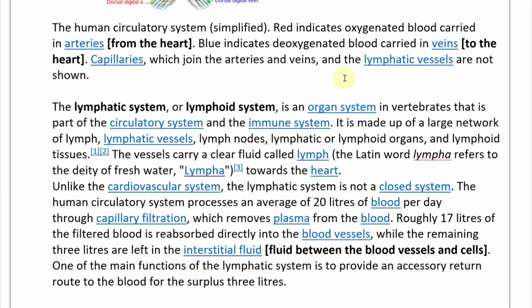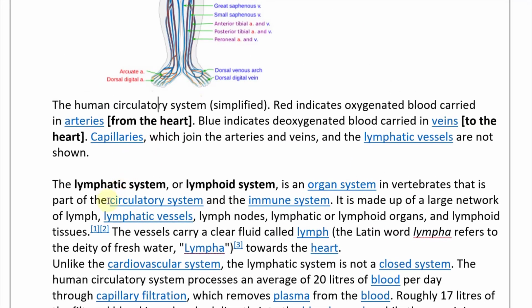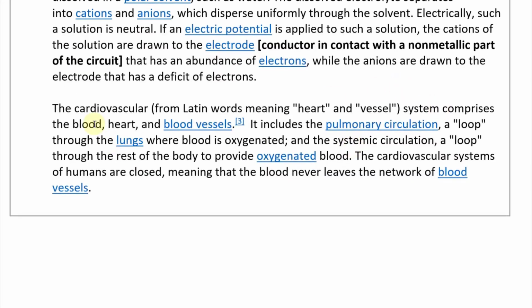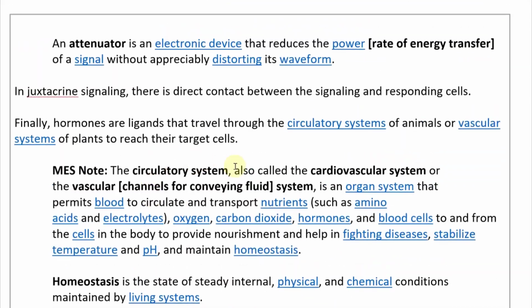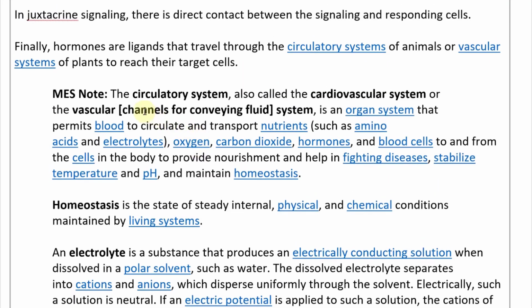And now let's briefly discuss the lymphatic system. The lymphatic system, or lymphoid system, is an organ system in vertebrates that is part of the circulatory system and the immune system. It is made up of a large network of lymphatic vessels, lymph nodes, lymphatic or lymphoid organs, and lymphoid tissue. Just note that. It's part of the circulatory system, but the cardiovascular system is specifically about the heart, and comprises blood, heart, and blood vessels. The circulatory system is also called the cardiovascular system, and this is about transporting blood and nutrients, etc. But the lymph system is still a part of the circulatory system.